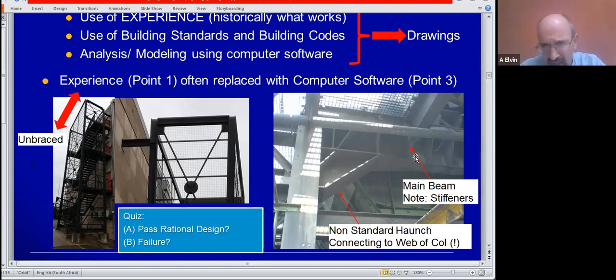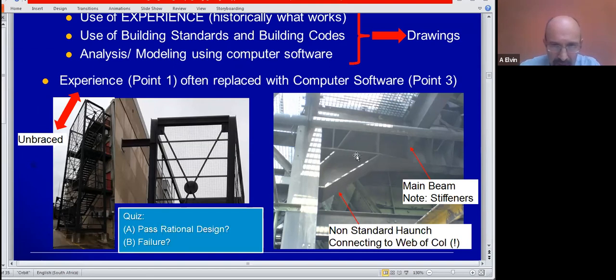And this is a beam. It's a very sophisticated beam, in fact, and it's got many, many stiffeners. But the question is, does this pass rational design? The answer, no, it also doesn't pass rational design. Why? Because A, it used a non-standard connection, non-standard haunch, and it connected it into the web.